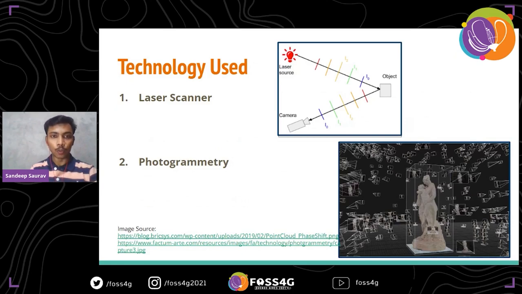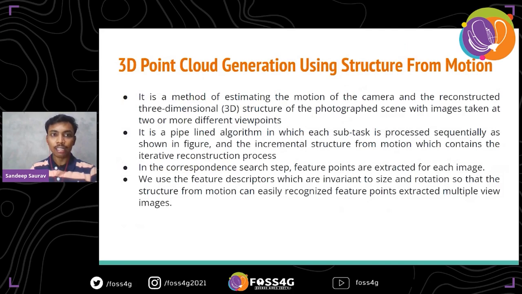What technologies are used here? There were two technologies to generate a point cloud: the first was laser scanner, the other was photogrammetry. Since a laser scanner is expensive and not readily available to everyone, we chose photogrammetry, and we implemented our project based on it. One of the techniques under photogrammetry is structure from motion. It is a method of estimating the motion of the camera and reconstructing the three-dimensional structure of the photographed scene with images taken from multiple viewpoints. It's a pipeline algorithm with subtasks to process each image sequentially. More specifically, we can call it incremental structure from motion, because the camera incrementally moves in order.